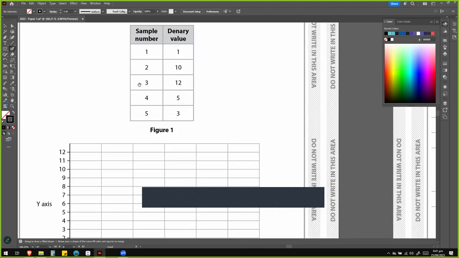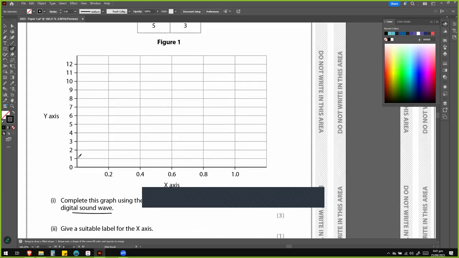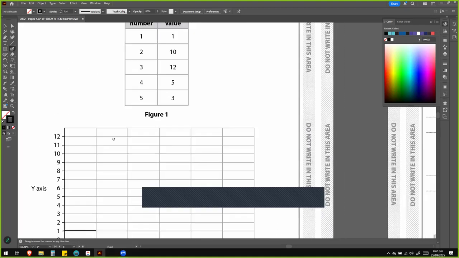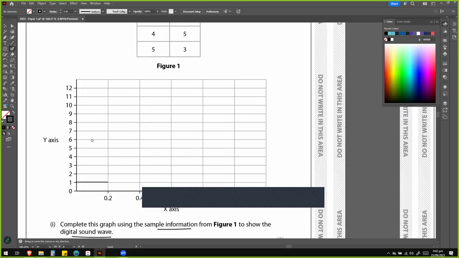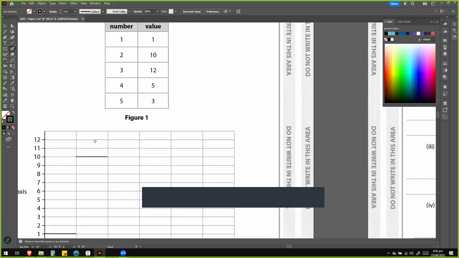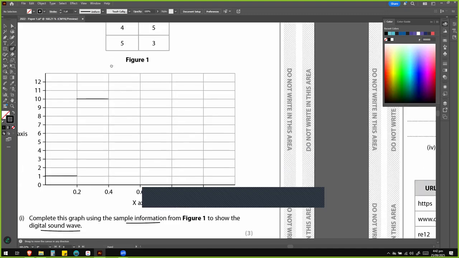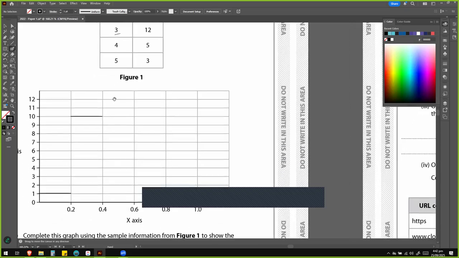So sample number 1 is going to be at denary value 1. So we simply need to plot the graph here. So sample number 1 is going to be right here. Okay. And then sample number 2 is at denary value 10. So the second sample after 0.2 seconds is going to be at 10. So we're going to draw a line here. I'm going to join these lines in just a second. Then sample number 3, which is after 0.4 seconds, this third column here, we are going to do 12. So you can see that I'm actually matching it from here.